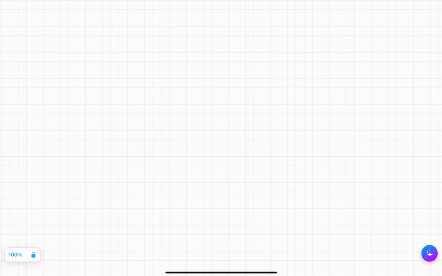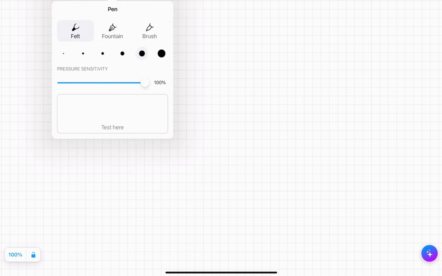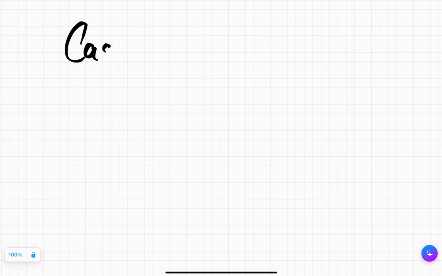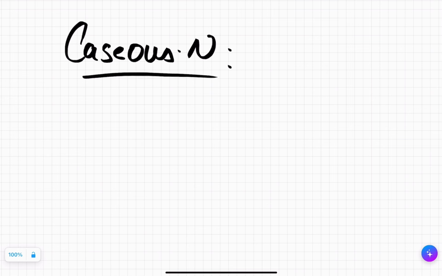We studied coagulative necrosis. Coagulated means coagulated. Then we studied our liquefactive necrosis. Why? Because the fat was turning into liquid. Now we have our caseous necrosis. What does caseous mean? Caseous means cheese. So this necrosis will have a cheese-like appearance.